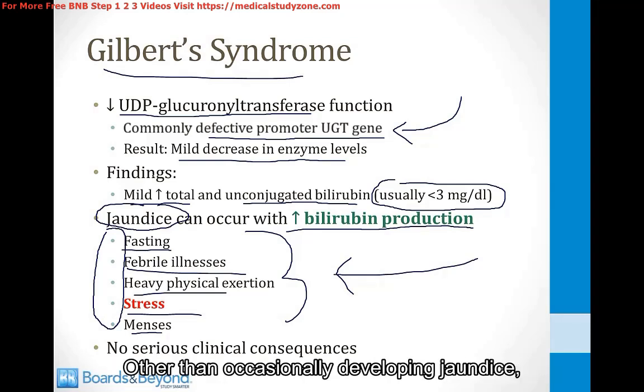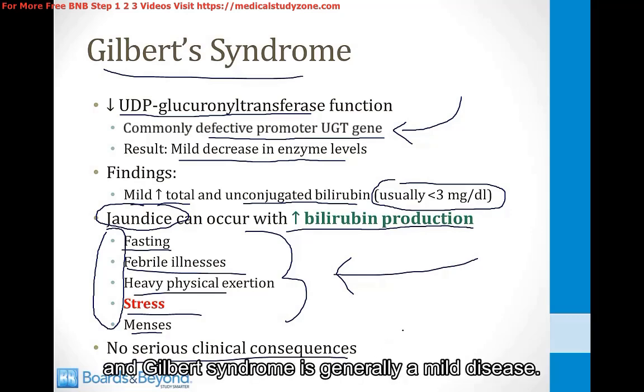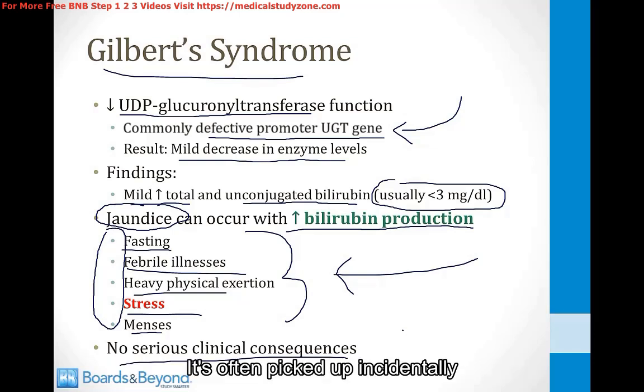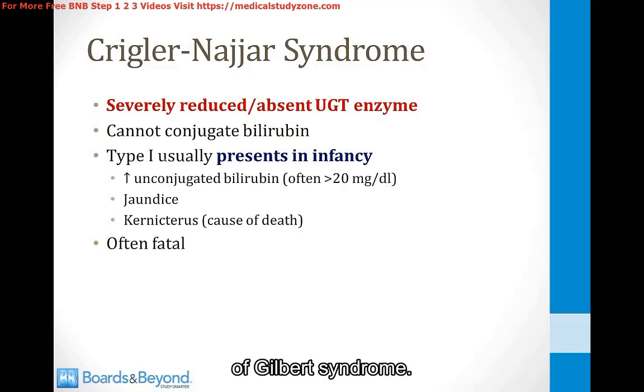Other than occasionally developing jaundice, there are no serious clinical consequences, and Gilbert syndrome is generally a mild disease. It's often picked up incidentally when patients come in for an annual physical and their primary care doctor measures their bilirubin level. Crigler-Najjar syndrome is like a severe version of Gilbert syndrome.